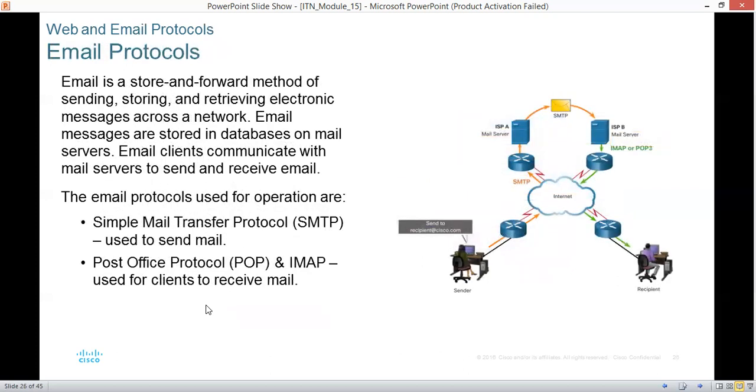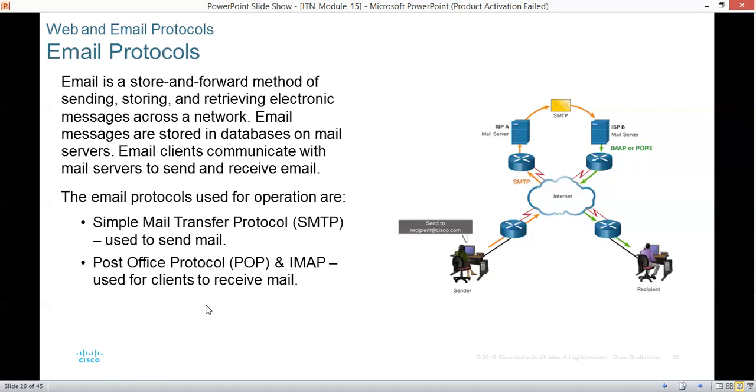Okay, so here are the email protocols. Email is a store-and-forward method of sending, storing and retrieving electronic messages across the network. We know that already. Email messages are stored in databases on mail servers. Email clients communicate with the mail servers to send and receive email. I think most of us who use email know these are the operations of email. So you have an email server, which is where you have a database of all the information, and when someone receives a mail, it goes to that particular database.